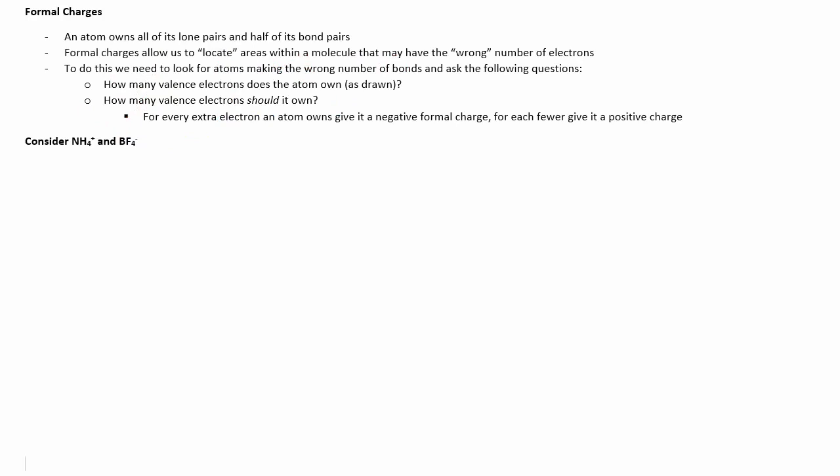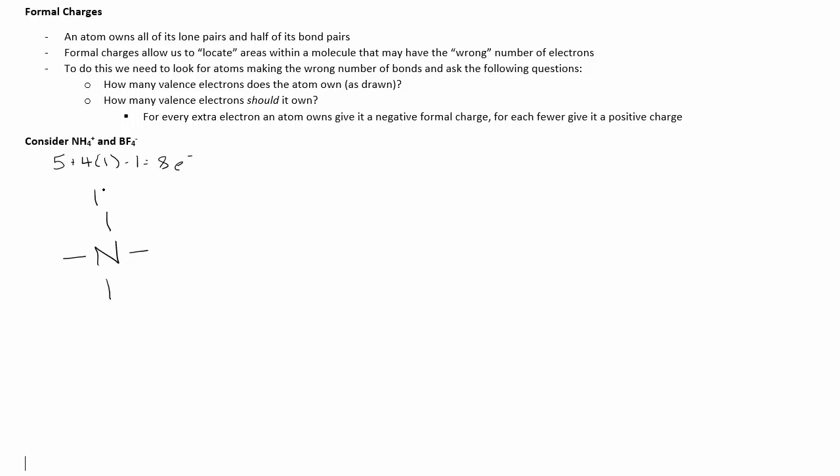Now, what are formal charges used for? I would pause this video and write all of this down. Okay, we're going to be looking at how many valence electrons an atom owns as drawn, and then we're going to be looking at how many valence electrons that atom should own. So you've got to be able to draw Lewis structures, and I'm just going to use the steps that we're used to. So first we're going to look at NH4.